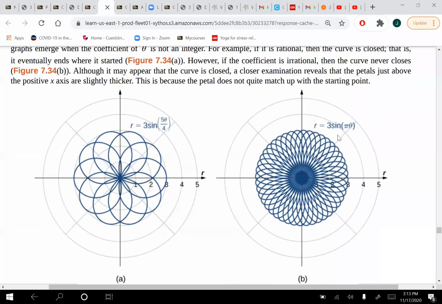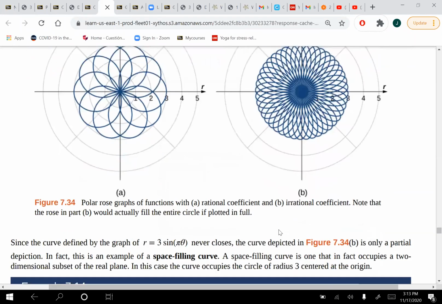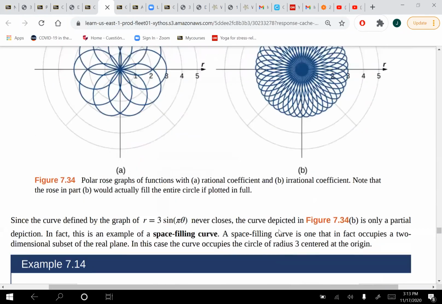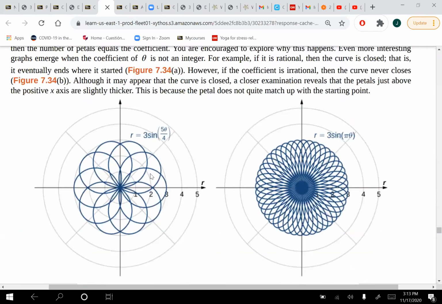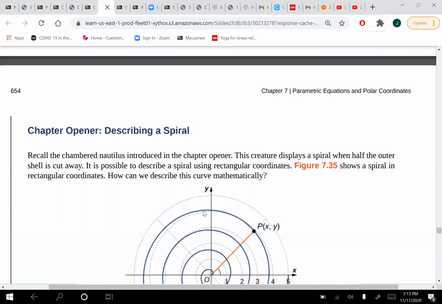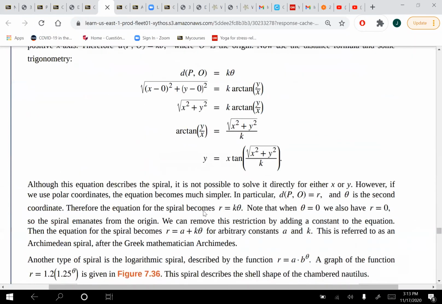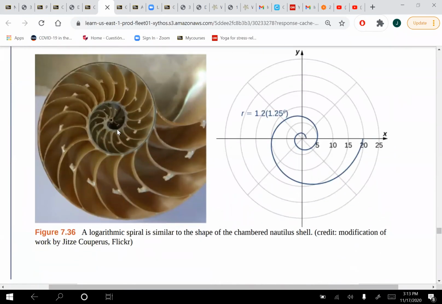But look at this one. This is 3 sine pi theta. Okay. So if you are romantic, just send this to your boyfriend or your girlfriend. And you can do it on Wolfram Alpha, for example. And you see, this is the model, the representation of the spiral.